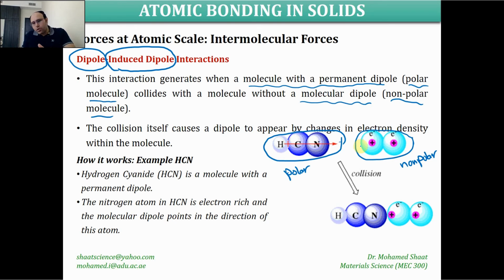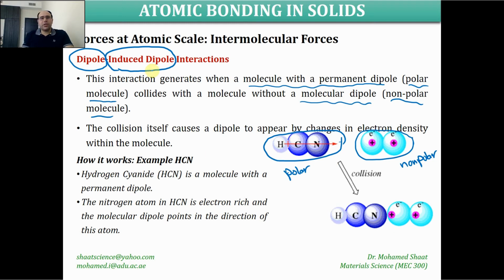So when these electrons are pushed away, what happens? They are going to move behind the nucleus, making this nucleus unshielded by enough electrons, or not shielded by enough negative charges, so it will start to attract the negative charge of the other molecule.